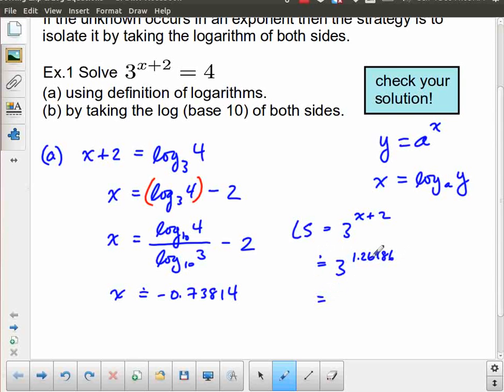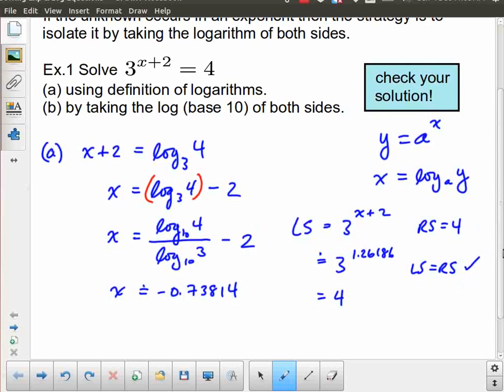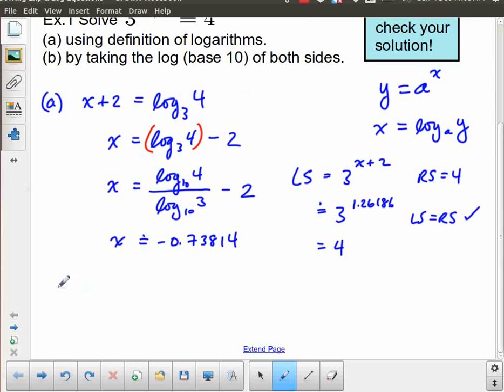But again, I'm keeping these in my calculator, so now I can just say I want 3 to the power of my previous answer, and it turns out that that is equal to 4. So I know of course, my right side was just equal to 4, so my left side equals my right side. Okay, so having done that, now I'm going to take the log of both sides and show you another way to do this same thing.